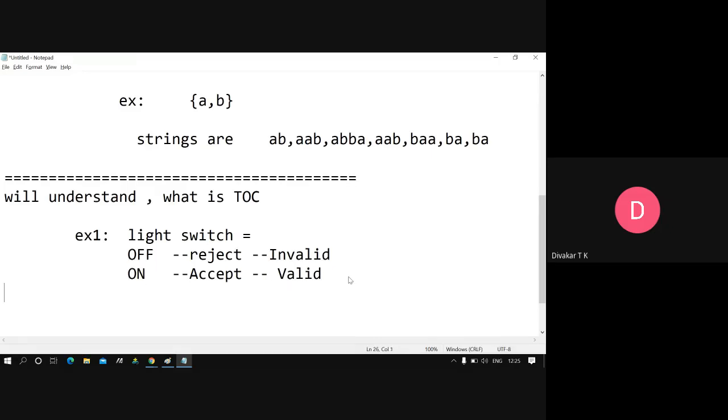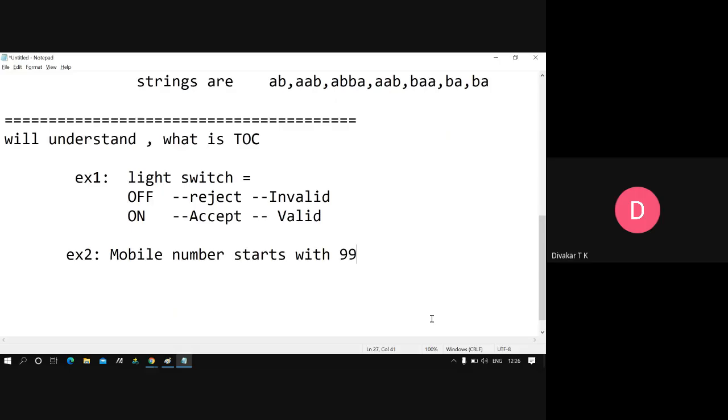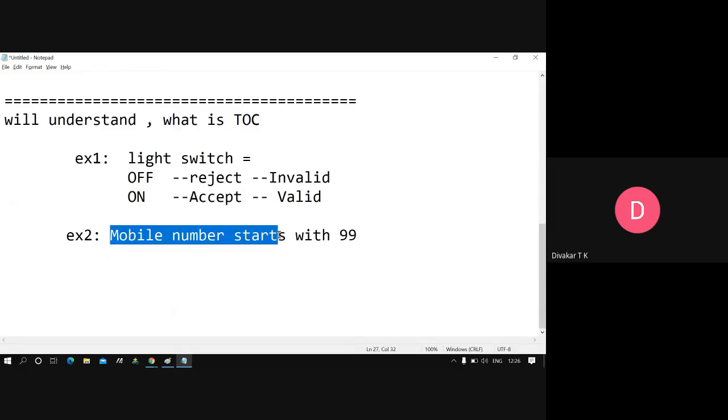I'll give a couple of examples, don't worry, you will understand slowly. I'll take a second example now, so concentrate. All of you know a mobile number, right? This is a condition: the mobile number starts with 99. For example, something like 9, 8, 1, 2, 3, 4 and so on is written.